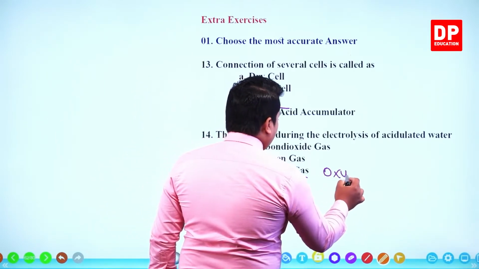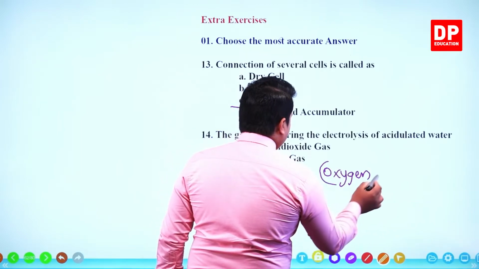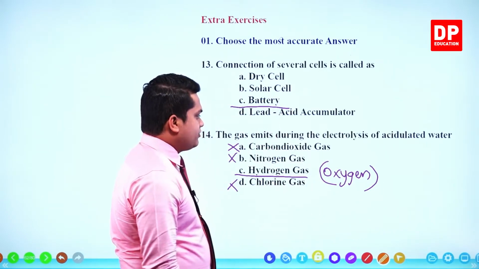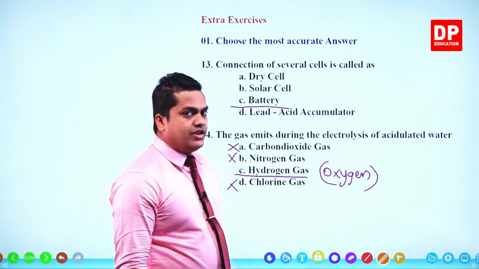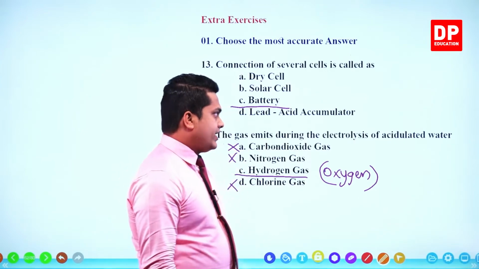Oxygen is the other type of gas which is getting emitted. So oxygen and hydrogen are the ones which are getting emitted during the electrolysis of acidulated water. Alright then.